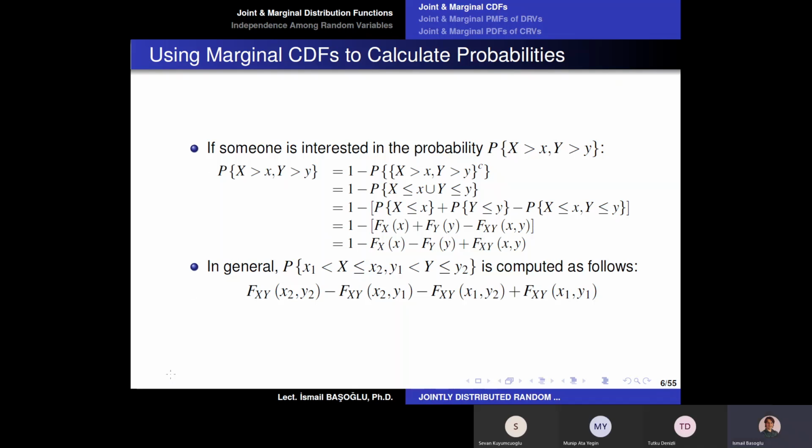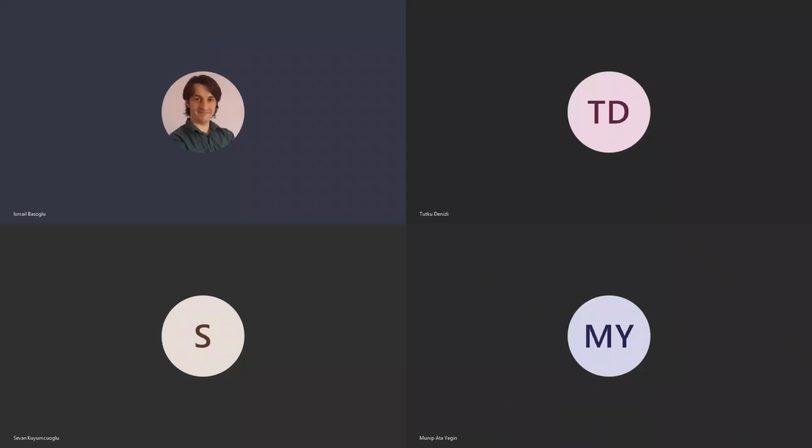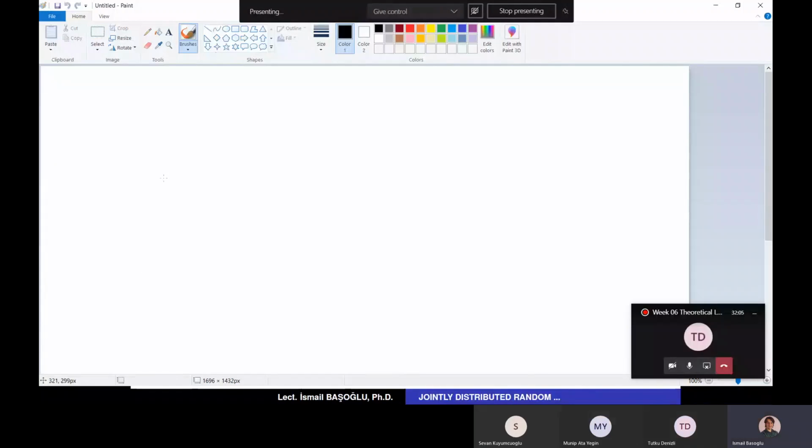I don't think that you are seeing the paint file right now, so I'm just going to stop sharing and share my whole desktop. Please tell me so by turning your microphone on if you cannot see the PDF file.